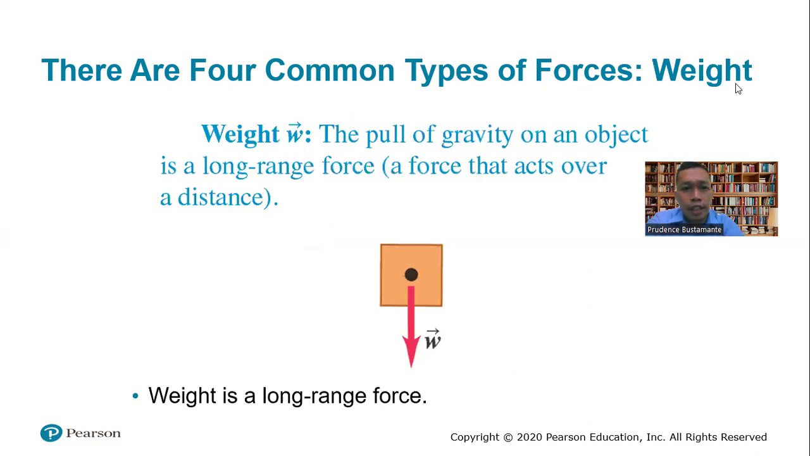Then there is the acceleration due to gravity in our environment. We all experience what is called the pull of gravity on an object. These are long range forces, not contact forces. Every object that has mass has what is called weight force, W. It points downward. That is the acceleration, the pull of gravity on every object that has mass.